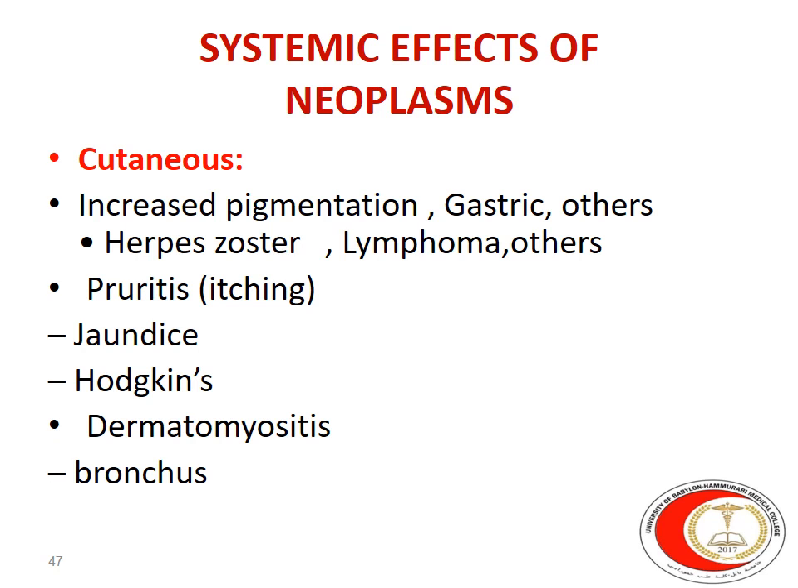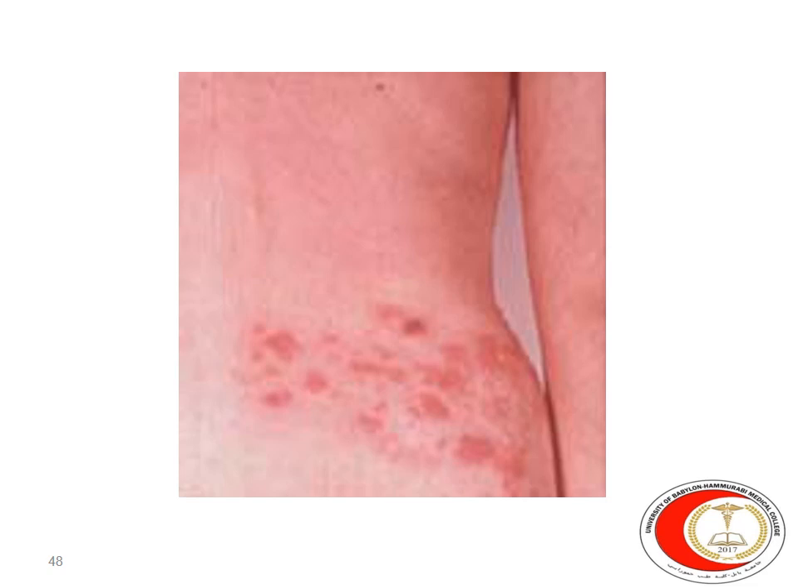Regarding the systemic effects of a neoplasm, we also have cutaneous manifestations, like increased pigmentation in gastric ulcer and other tumors, herpes zoster, and lymphoma. Pruritus could be due to jaundice, or in the case of Hodgkin lymphoma, and dermatomyositis in carcinoma of the bronchus. This is a picture of herpes zoster, which occurs in several types of tumors.